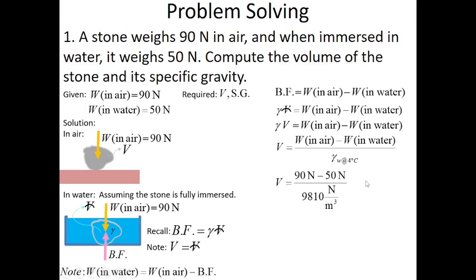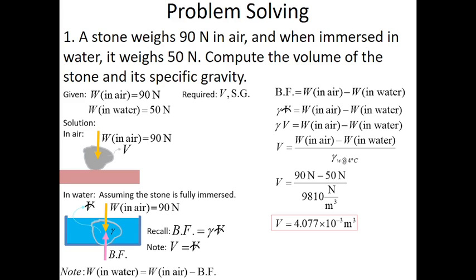So, this is now our solution. Weight in air, 90. Weight in water, 50. Specific weight in terms of newtons per cubic meter, 9810. So, considering that, the volume of the stone is 4.077 times 10 to the negative 3 cubic meter. Okay? So, that is the volume of the stone.